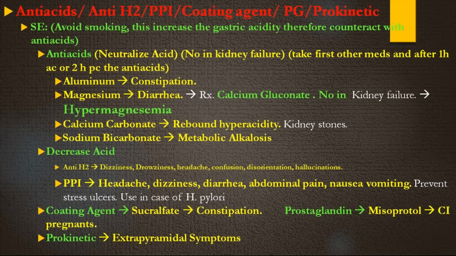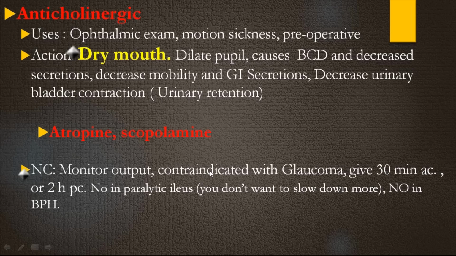We have the prostaglandins, that is misoprostol. Misoprostol is going to be used sometimes as an abortive, and that's why it's contraindicated in pregnant women. What misoprostol does is make the uterus contract. Prokinetics, we already talked about the extrapyramidal symptoms. You can add there pseudo-Parkinsonism. That is the same. All right, so let's talk about anticholinergics.